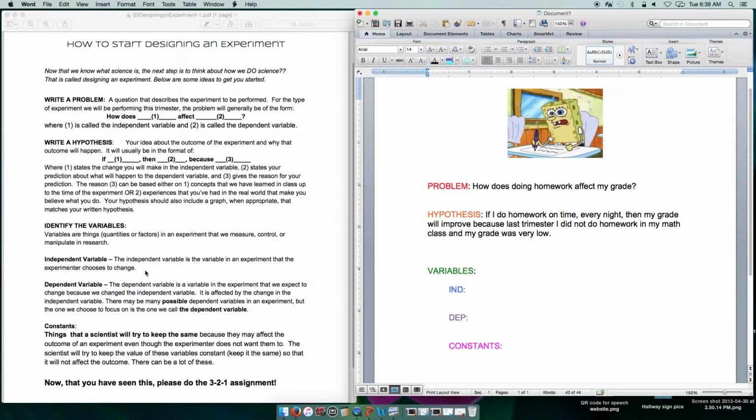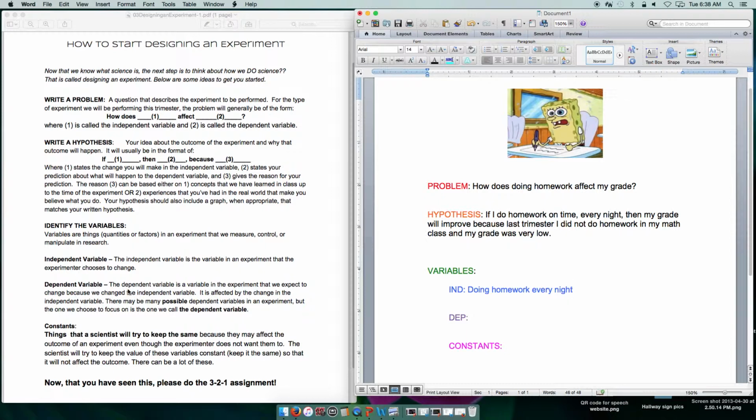The independent variable is the variable in the experiment that the experimenter chooses to change on purpose. Here's a way to think about it. The independent variable starts with the letter I, so think of it as the thing that I am changing. So in this little experiment, the independent variable is doing homework every night. So that's the thing that we are changing on purpose. So independent is what I am doing on purpose.